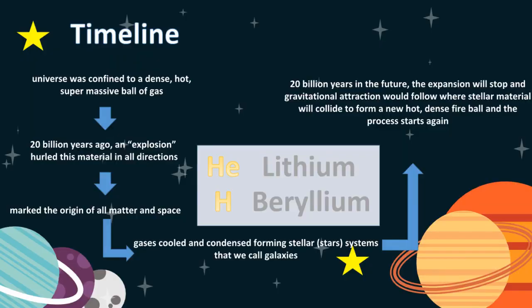At the start of the Big Bang, the universe was too hot and dense to be anything but a sizzle of particles smaller than atoms, but as it expanded, it also cooled. Eventually some of the particles collided and stuck together. Those collisions produced hydrogen and helium, the most common elements in the universe, along with a small amount of lithium. Then 20 billion years ago, an explosion hurled this material in all directions and it continuously expanded. After which, gases cooled and condensed, forming star systems that we call galaxies. 20 billion years in the future, the expansion will stop and gravitational attraction would follow, where stellar material will collide to form a new hot, dense fireball, and the process starts again.